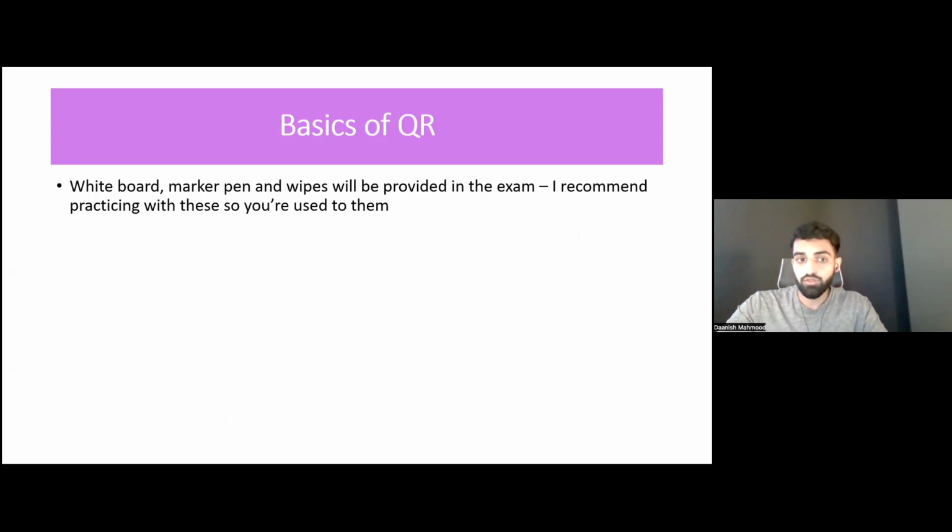Whiteboard, I mentioned this before as well. So whiteboard, marker pen, and wipes will be provided in the exam. If you have these at home, try to practice with them. I think it's like 5 sheets of A4 in whiteboard form that you get in the exam. They're double-sided. And you just get a whiteboard pen and they give you wipes so you can rub out the writing that you've written. If you can practice with that, it will get you used to using a whiteboard rather than pen and paper. You're not allowed to use pen and paper in the exam. It has to be the form that they give you.